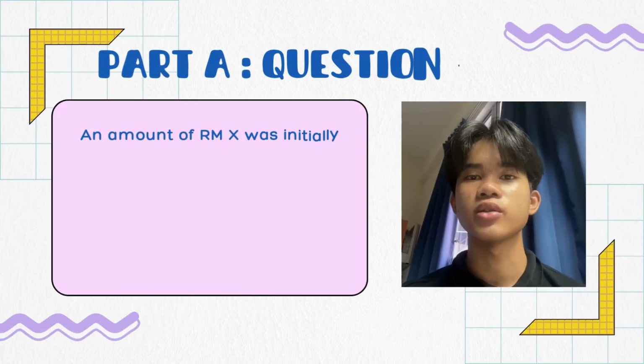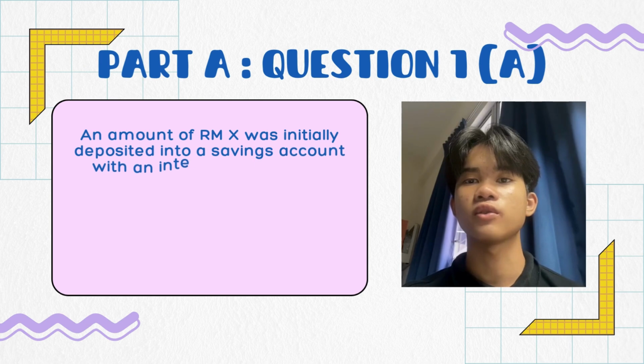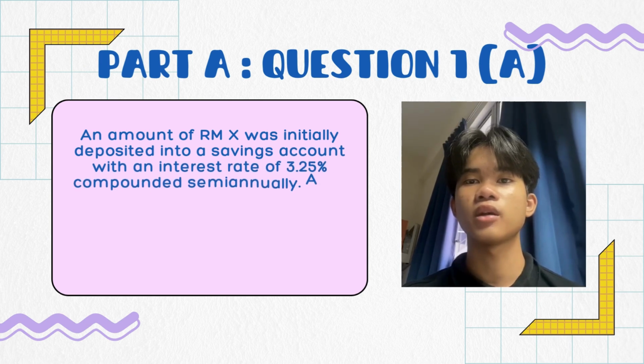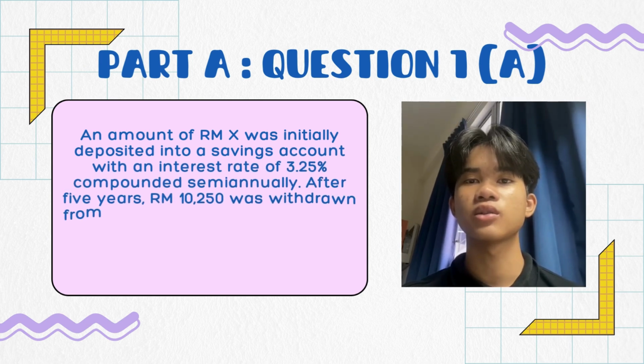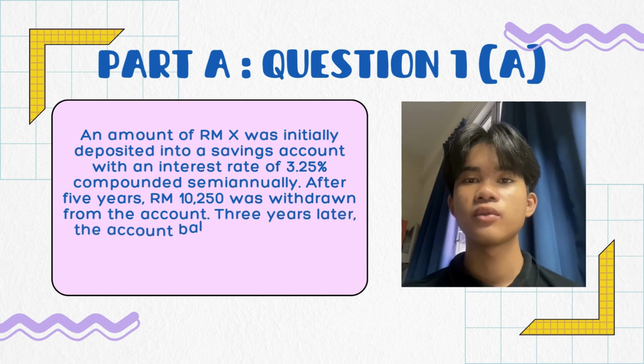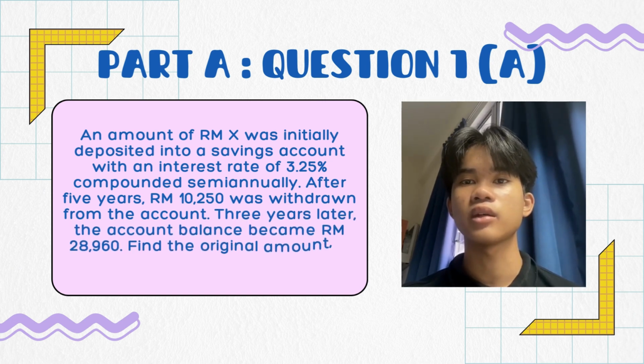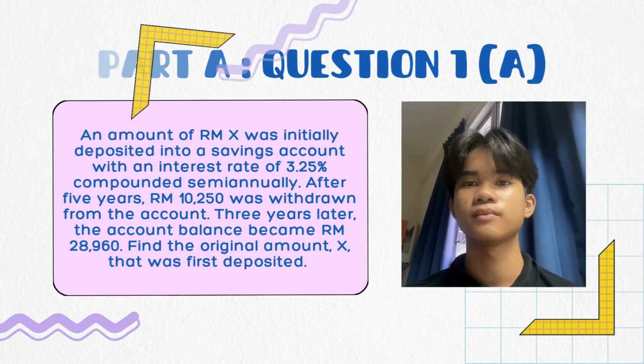RMX was initially deposited into a savings account with an interest rate of 3.25%, compounded semi-annually. After 5 years, RM10,250 was withdrawn from the account. 3 years later, the account balance became RM28,960. Find the original amount, X, that was first deposited.